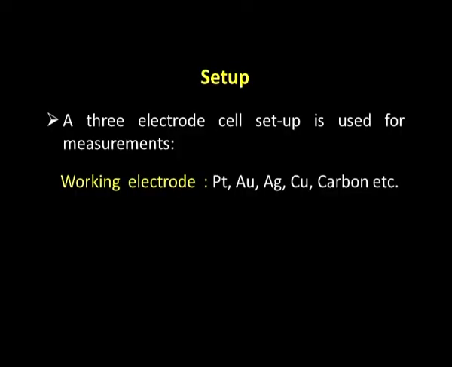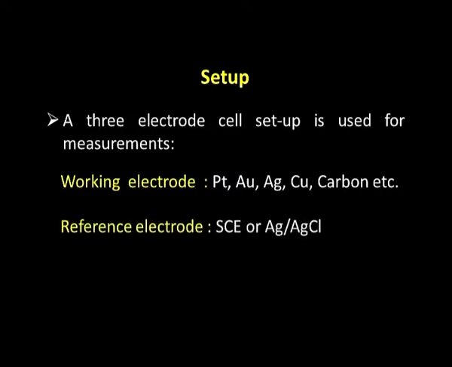The setup of voltammetry is a little bit similar to polarography, and here a 3 electrode cell setup is used for measurements. The working electrode is a solid electrode which may be platinum, gold, silver, copper, carbon surfaces, etc. The reference electrode normally used is SCE or silver chloride electrode. Auxiliary electrode is platinum wire, and that is why we use a 3 electrode system here.